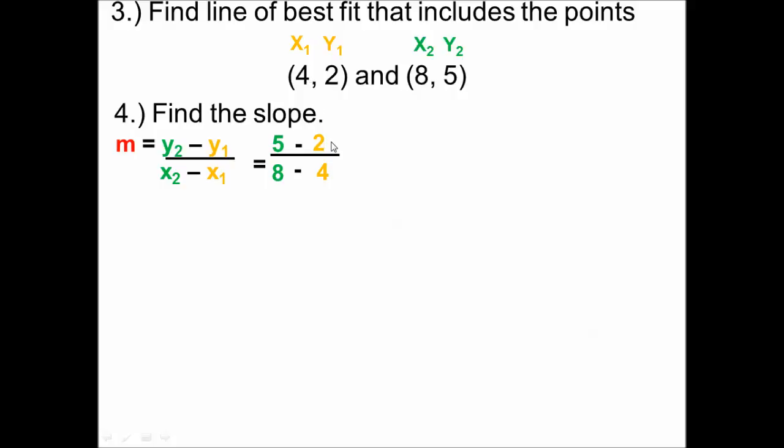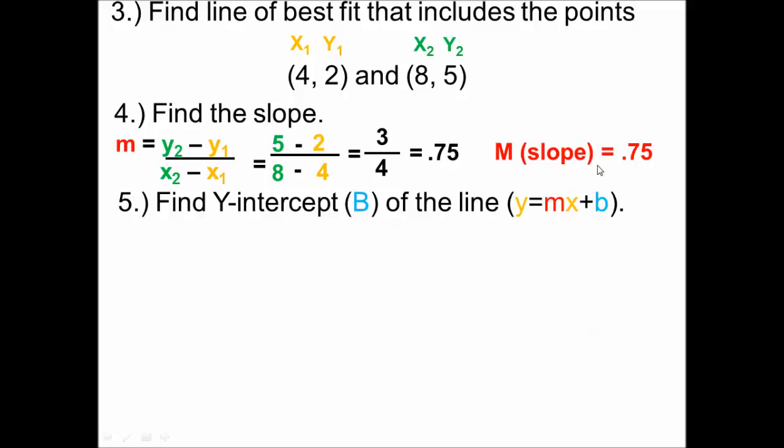So now we take 5 minus 2, gives us an answer of 3. We take 8 minus 4, gives us an answer of 4. And there's this thing in science, we don't like fractions a whole lot. It's actually better to use a decimal. So we're going to take 3 divided by 4 and get an answer of 0.75. Well, there we go. We found a slope of 0.75. Cool. Let's continue on because we want to get a full equation.